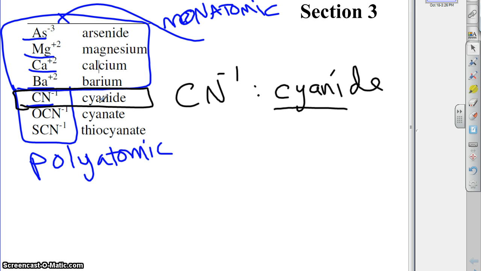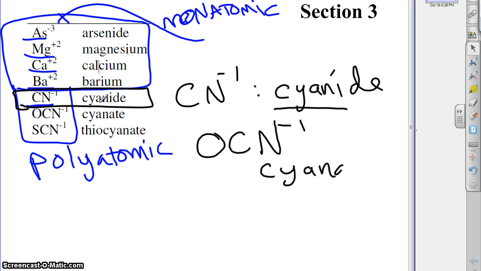Now, a lot of times, like you saw that nitride was N-3, but nitrate was NO3. What was the difference between nitride and nitrate? Well, one had oxygen in it. So if we stick an oxygen in it here, we'll see that the name changes a little bit. Cyanate. So the ending matters a lot here. With oxygen, it's cyanate. Without oxygen, it's cyanide.